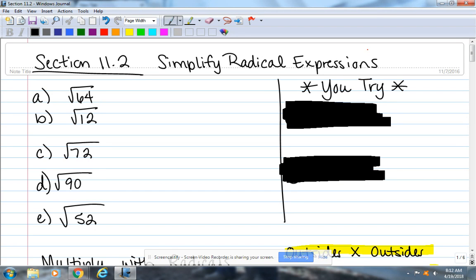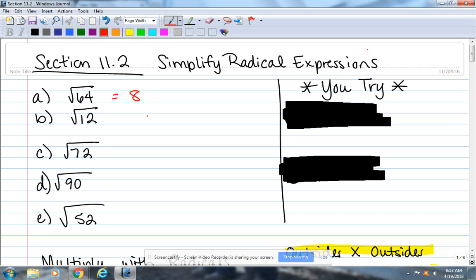So the first one says take the square root of 64. Well, that one's nice and easy because 64 is a perfect square. What multiplies times itself to get 64? 8. So you would just say equals 8 and go on with your life. That one's nice and it's good to us.